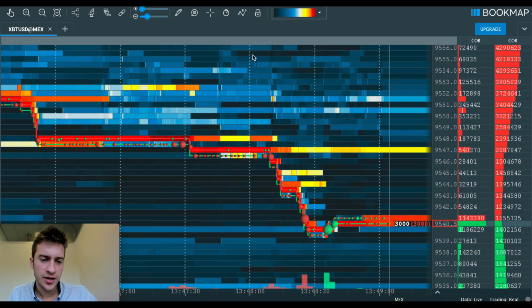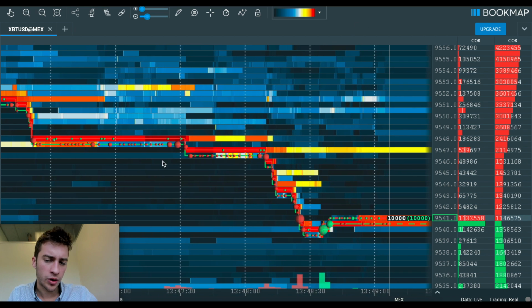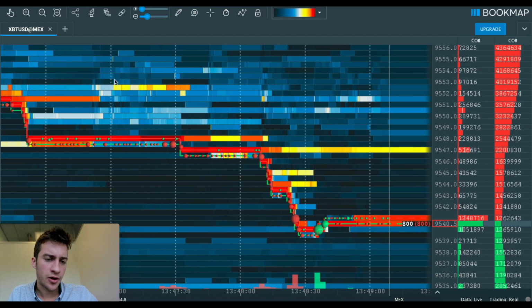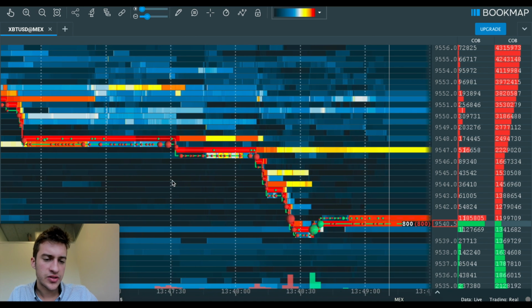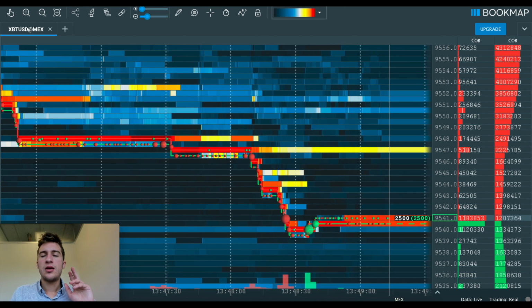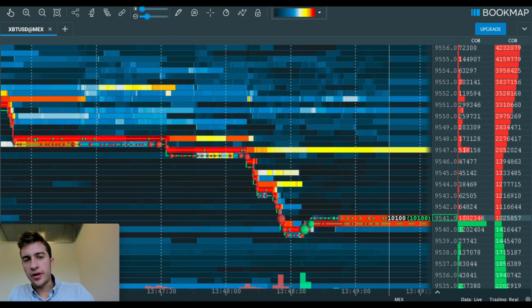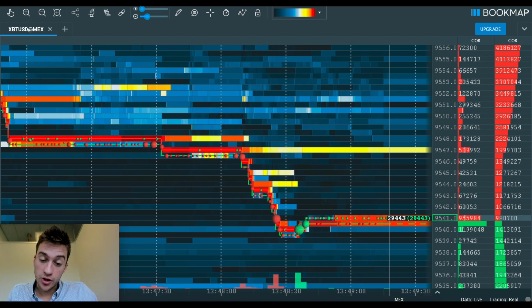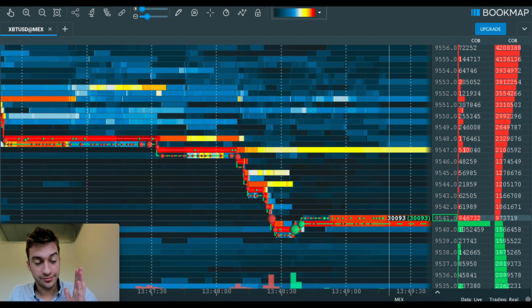Yeah, perfect. Beautiful example right here is really what I want to mostly highlight: we see a lot of offers here and just no bids. And that's a sign that the price is going to go down. Here's the tough part. You may say, how do I make money off this? That's everyone's question. And if you can answer that, well then, the world is yours.